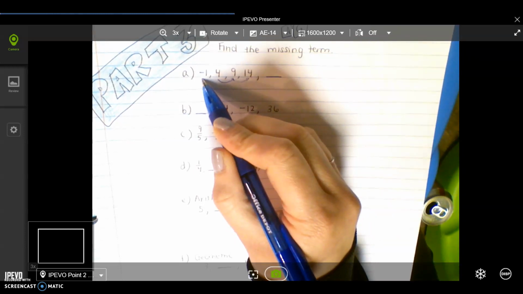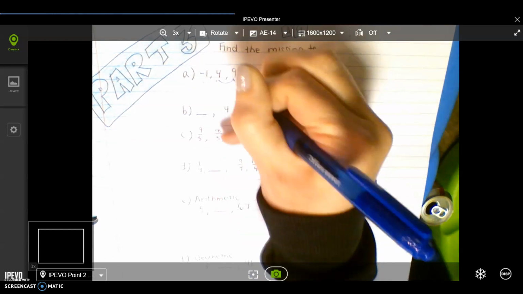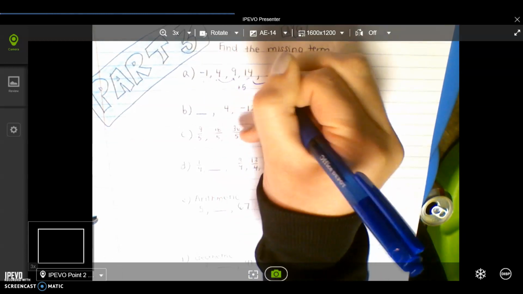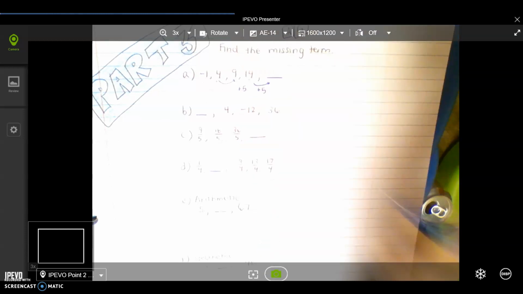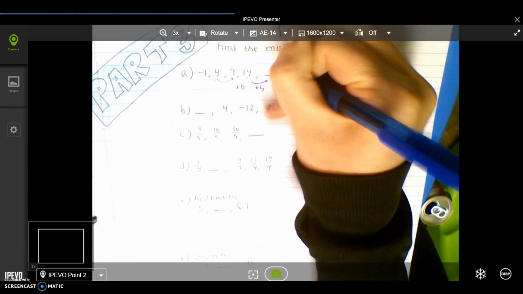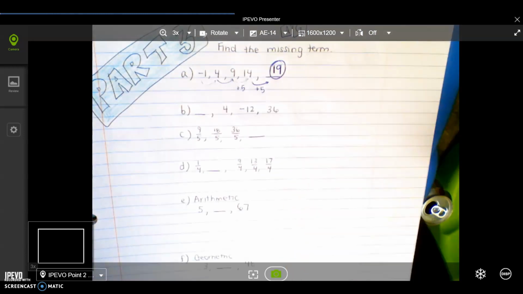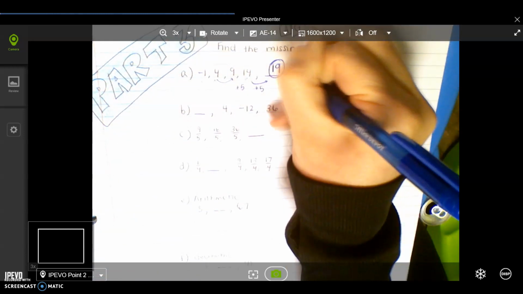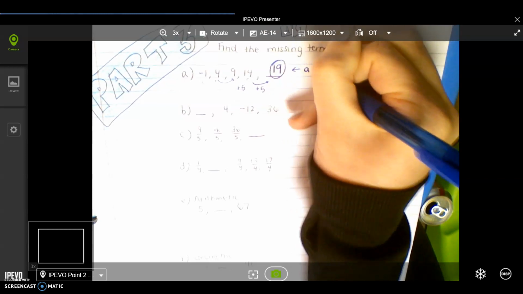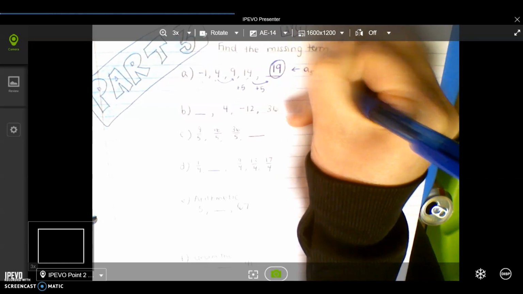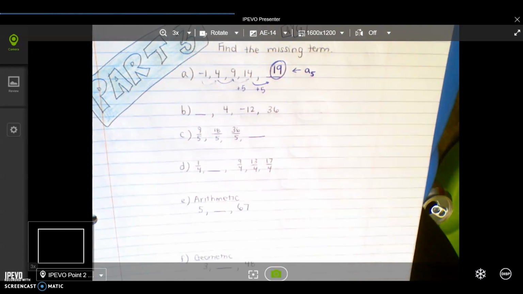Let's double check the first one. -1 plus 5 is 4. So this is arithmetic. And I'll add 5 one more time to get the fifth term. 1, 2, 3, 4. Fifth term is 19. And then just a review from part 1, can annotate 19 as a sub 5 because it's the fifth term.